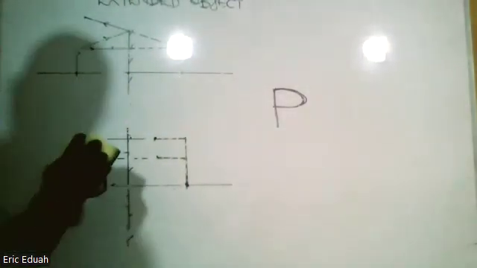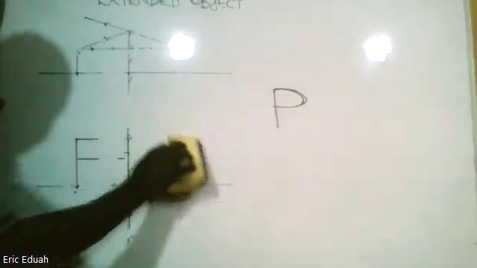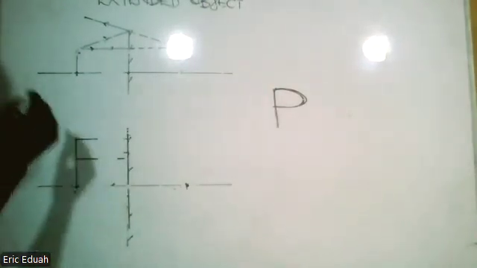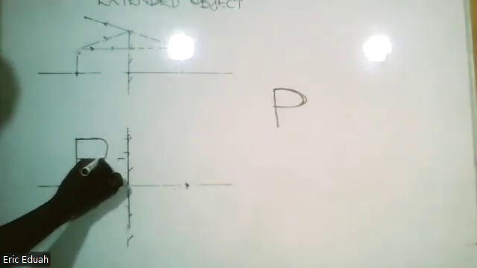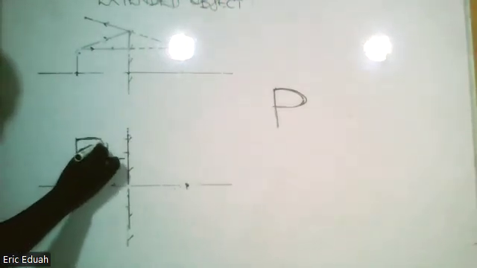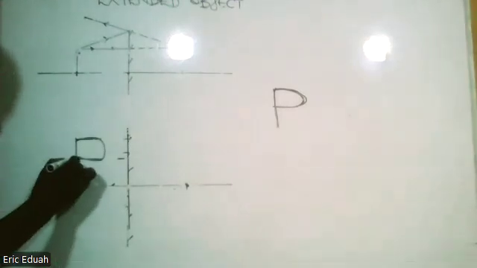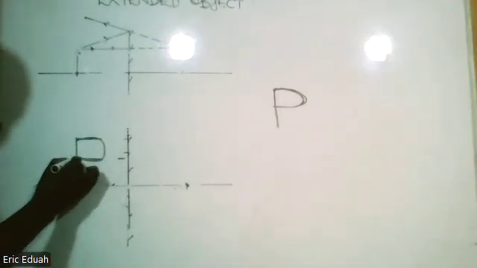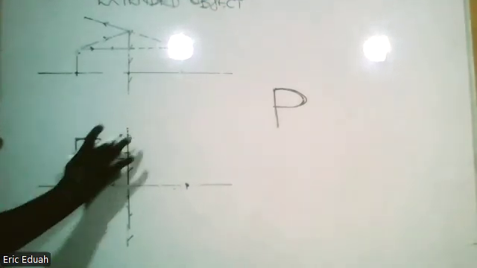So let's see. The letter P. The letter P is just like F. The only difference is that for P, P should look like this, if you want to have a stylish P. A stylish P is like this.